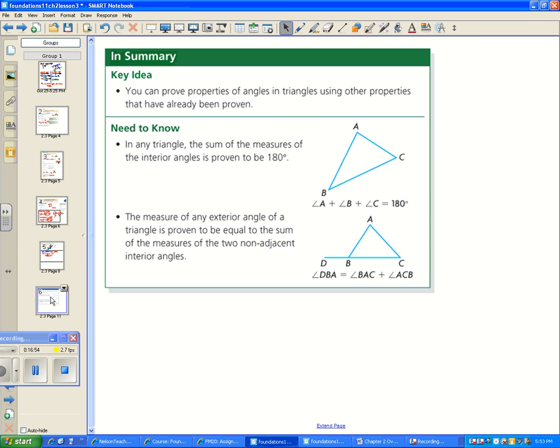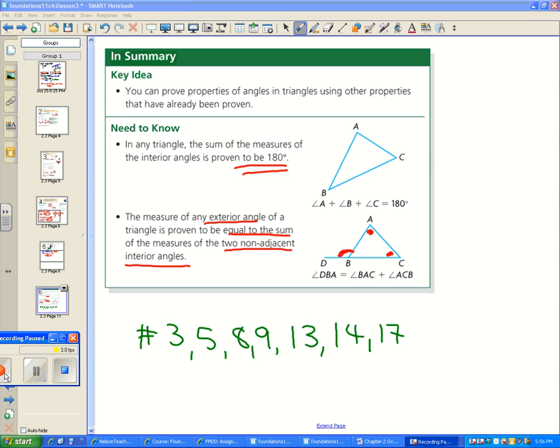What we've learned is you can prove properties of angles and triangles using other properties that have already been proven. So the first thing that we proved is that in any triangle, the sum of the measures of the interior angles is proven to be 180. You should know that proof. And we've also proved that the measure of any exterior angle of a triangle is equal to the sum of the measurements of the two non-adjacent interior angles. So in other words, this guy right here is equal to this angle plus that angle. That is what we have proven.